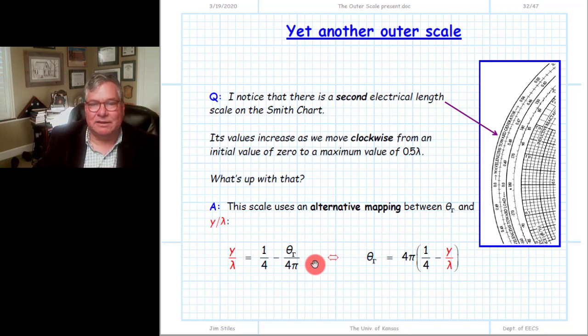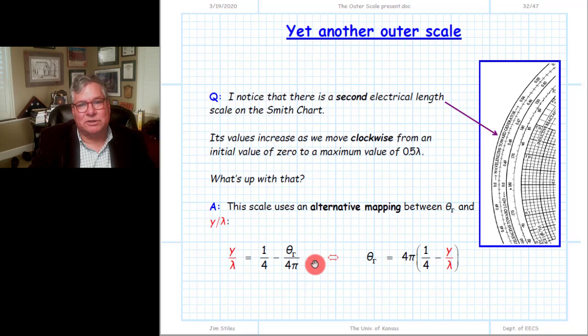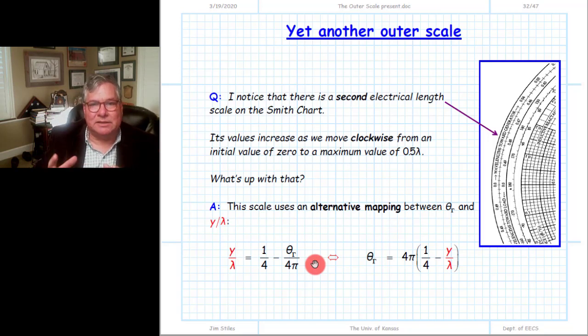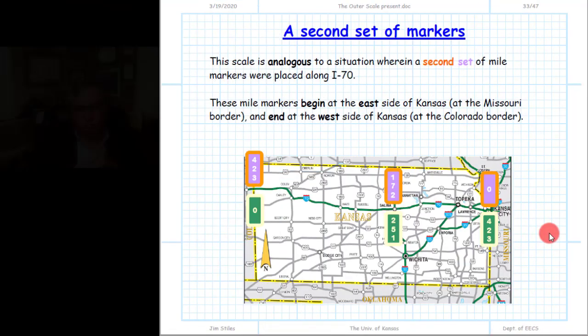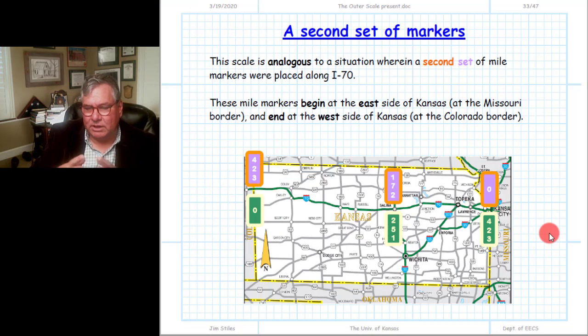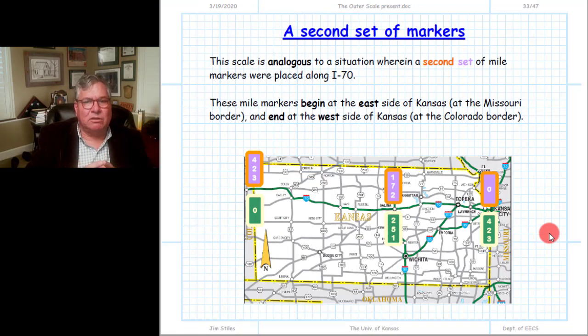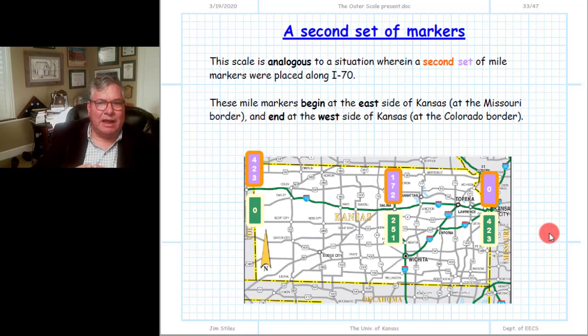As we have seen, it doesn't matter what the value per se is of y at any point. It's the difference between them that is important there. But this is an alternative mapping to what we had originally, and we'll go ahead and put the math there. So this new outer scale, wavelengths toward generator, again is an electrical distance. It rotates around the unit circle with a value from 0 to 0.5. It ends at the same location as the previous scale did.